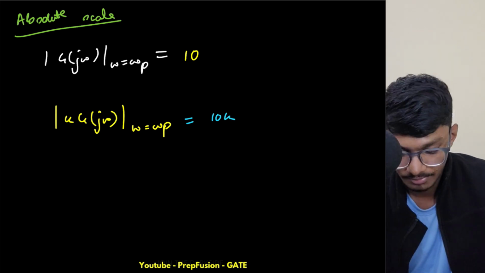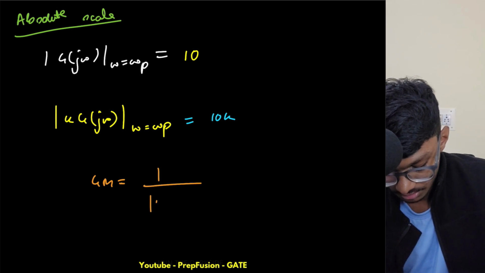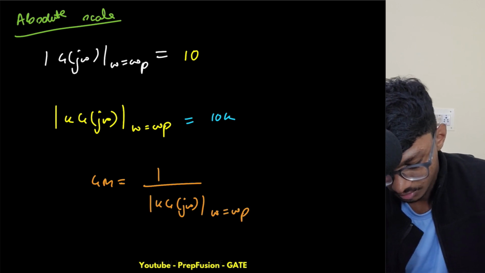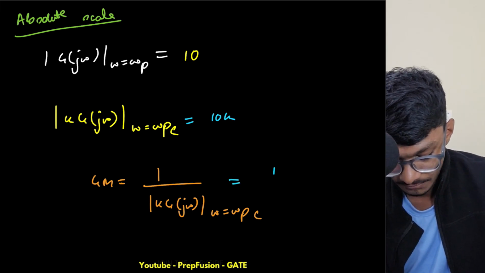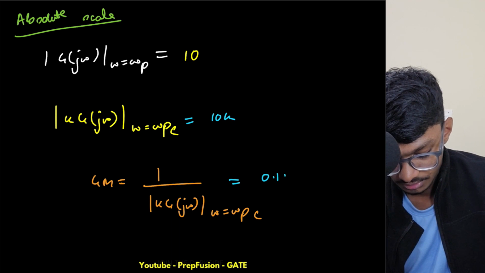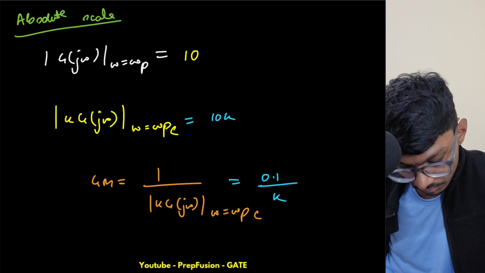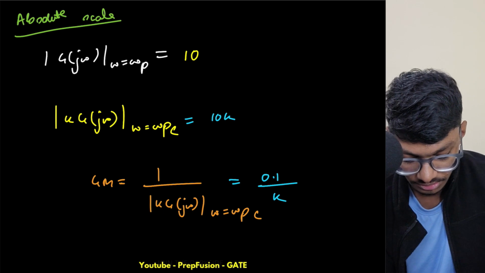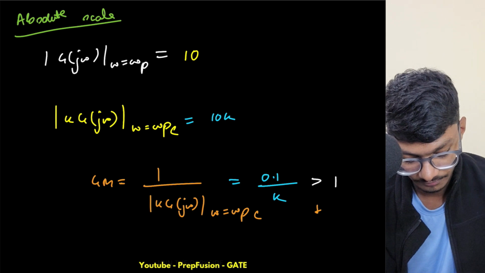Okay, now what is the gain margin? Gain margin is simply 1 by the magnitude of G(jω) at ω = ωp, or ωpc you can say, whatever. So this is equal to 0.1 by K. Now just 10K has to be greater than 1. This is an absolute scale, so this has to be greater than 1 for stability.